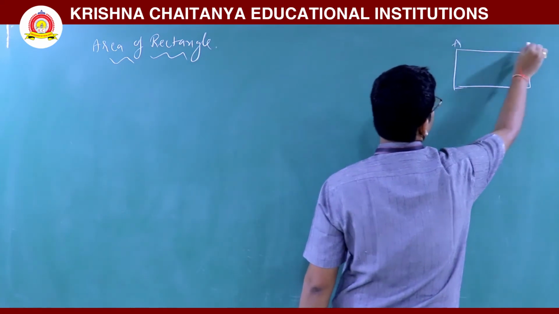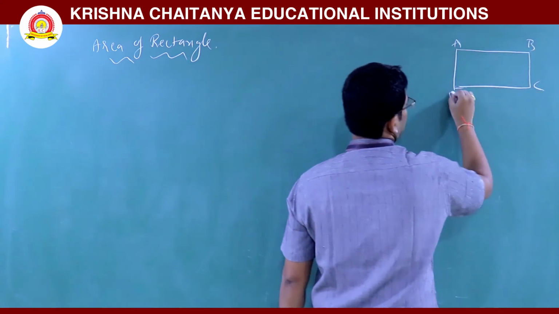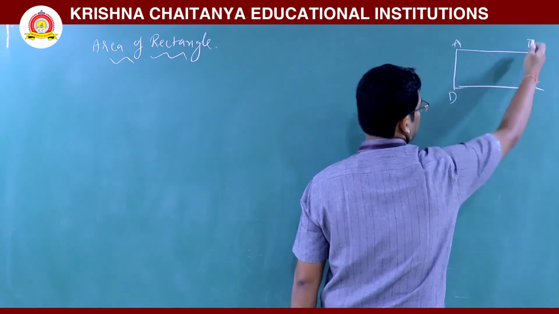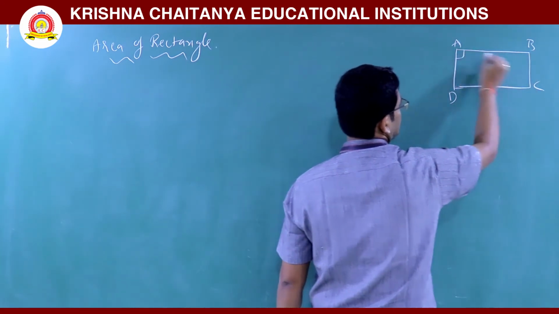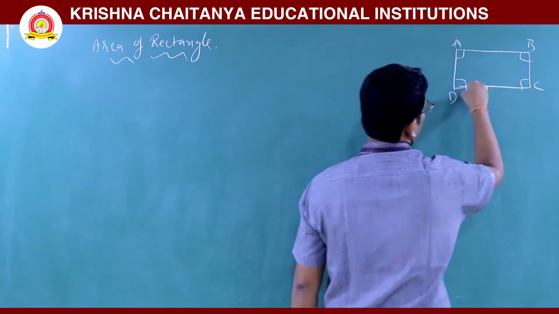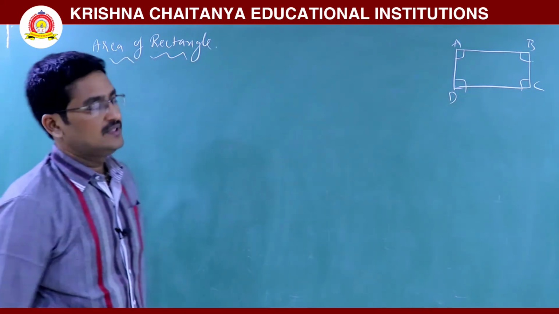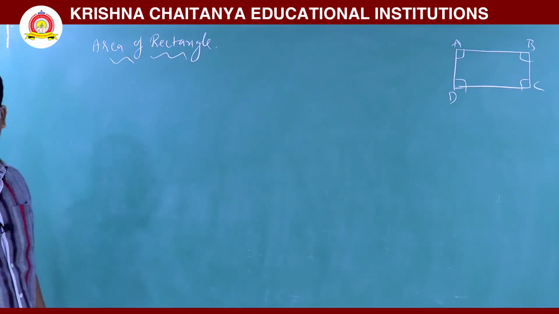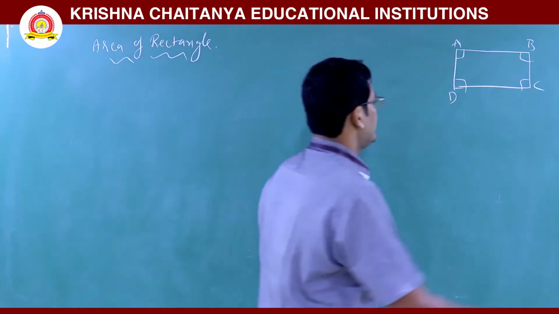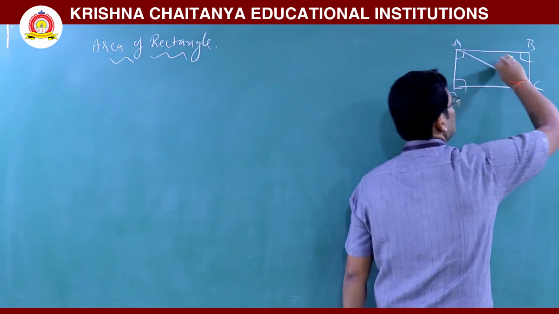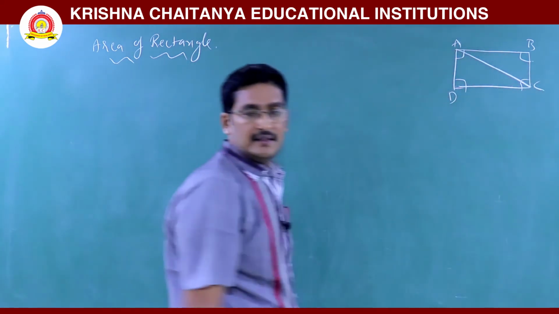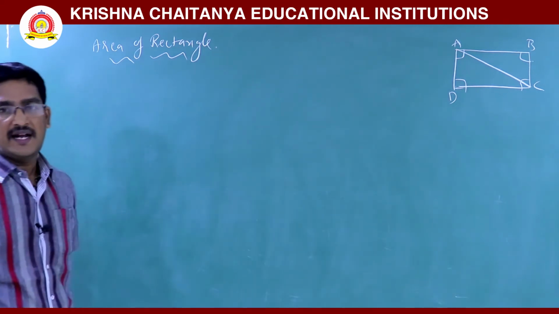This is A, B, C, D. Suppose I have to take. It is clear these two sides are parallel, and adjacent sides are perpendicular to each other. You know about that one. So how to calculate the area of rectangle? To calculate it, you have to connect any two opposite vertices like this. Then that rectangle is divided into two triangles.